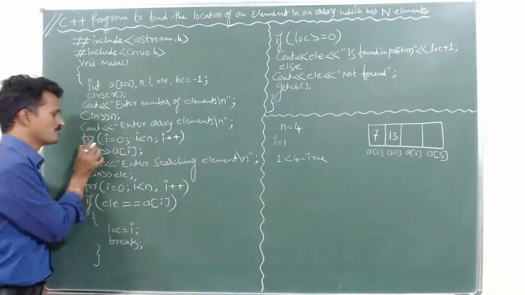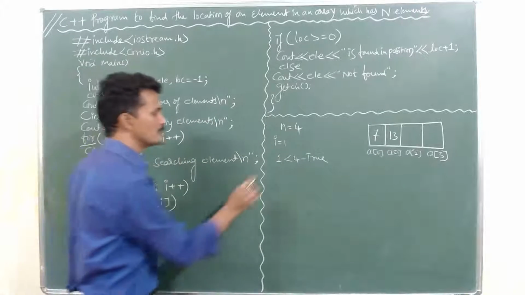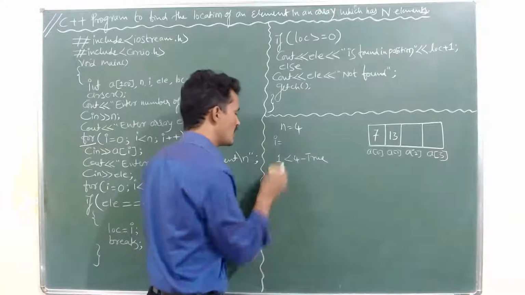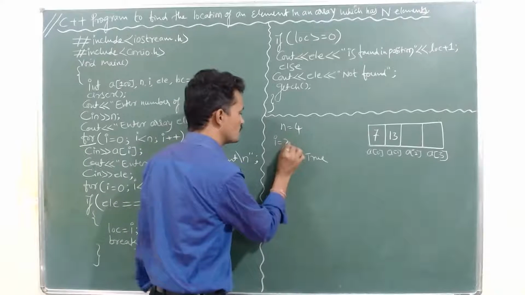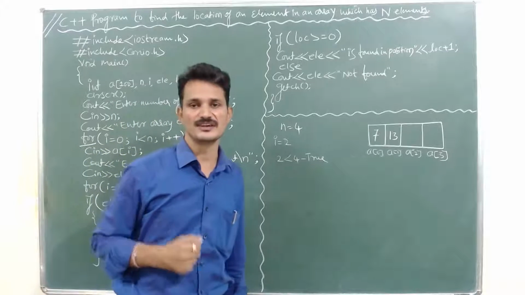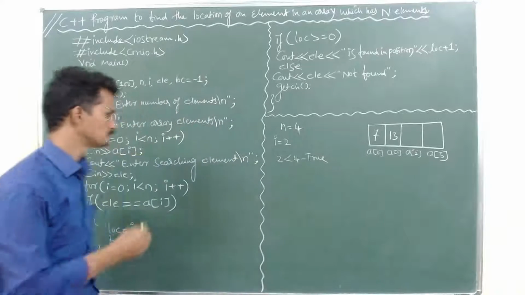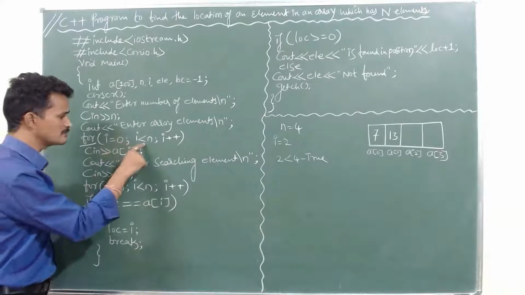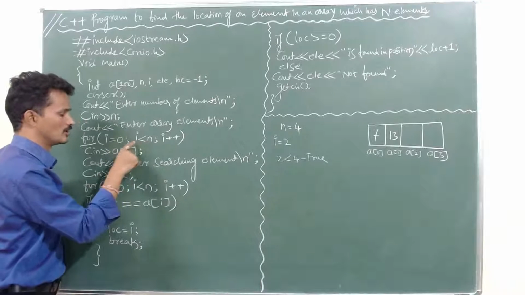Again it comes to the for loop and I gets increased by plus 1. This time I becomes 2. Last time 1, this time 2. Every time I goes on increasing by plus 1. Followed? That updated value must be compared with this logical condition.